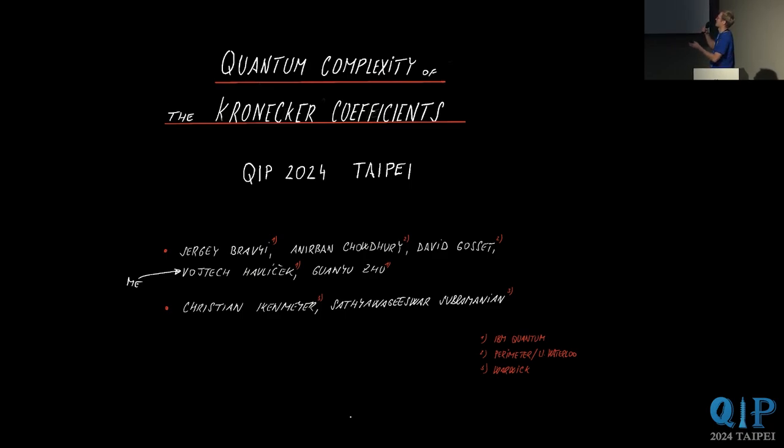As you just heard, my name is Vojtěch Havlicek. I'm going to be talking about quantum complexity of the Kronecker coefficients. This is joint work with Sergey Bravyi, Anirban Chowdhury, David Gosset, and Guanyu Zhu, but also with Christian Eckert and Sathyawageeswar Subramanian. Sergey, David, and Guanyu are at IBM Quantum. Anirban and David are at Perimeter and the University of Waterloo, and Christian Eckert with Sathya are at Bordeaux.